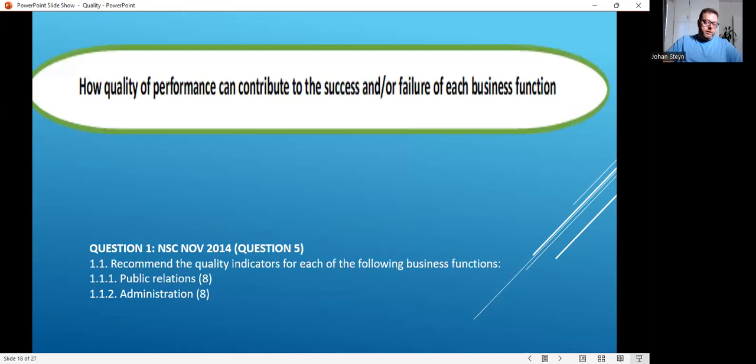Then this is always a very nice essay question. So how quality of performance can contribute to the success, and very much important, you need to focus on the reading of the question. Success and or failure of each business function. And this is the question that they will give you. So they will say, recommend the quality indicators for each of the following business functions. So quality indicator means how are they doing more than they are supposed to?